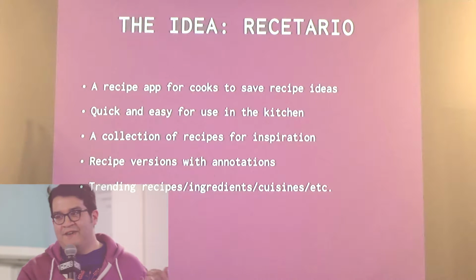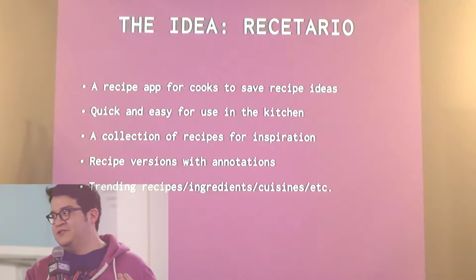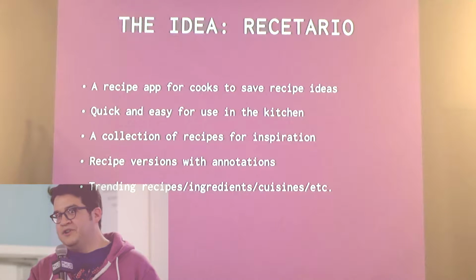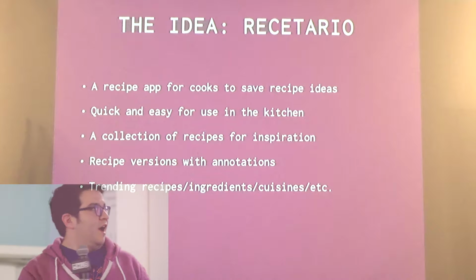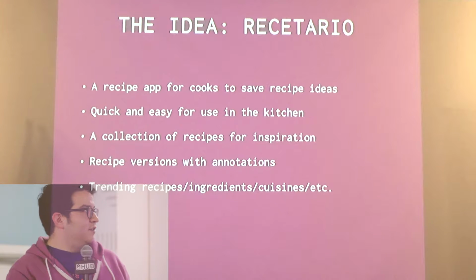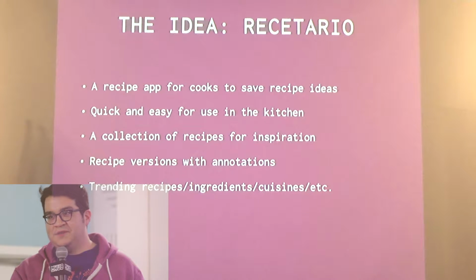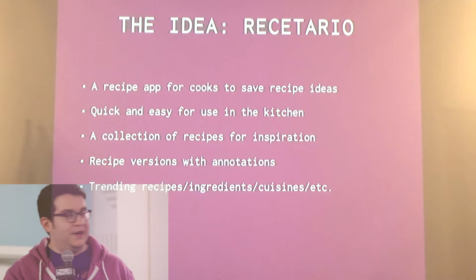Some future ideas I had for it were recipes with annotations, so doing versioning of recipes with cook's notes. Kind of similar to something like GitHub where you commit a new recipe and you put notes with it. And then running trends on user data such as trending recipes and ingredients, things like that.